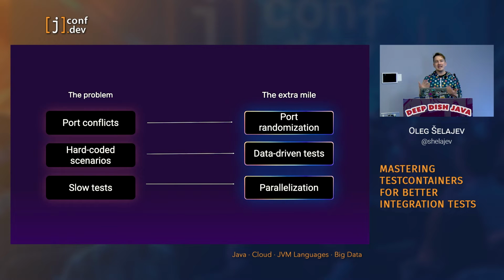Also, the API and the implementation try to go the extra mile to nudge you into doing the right things. For example, we try very hard to avoid any port conflicts.